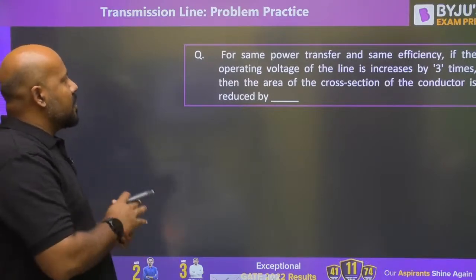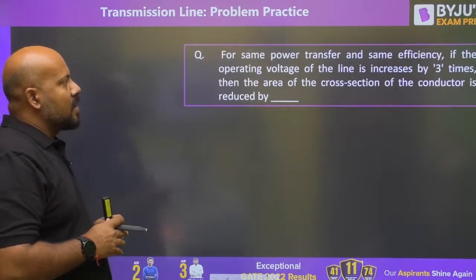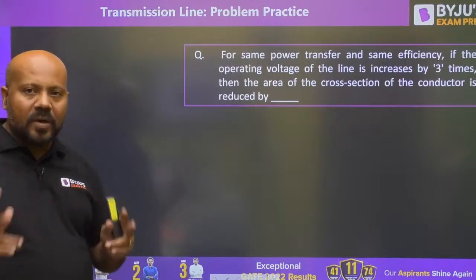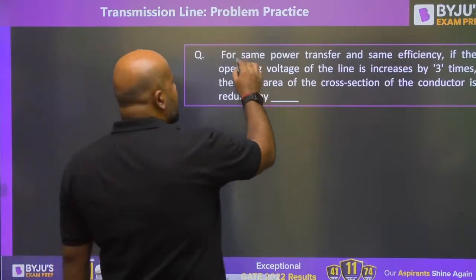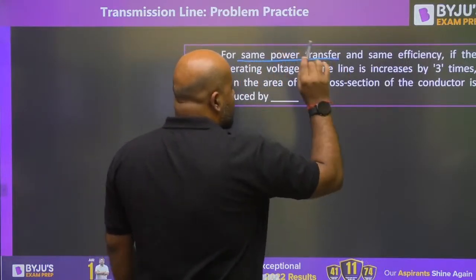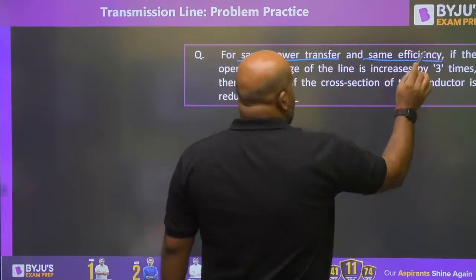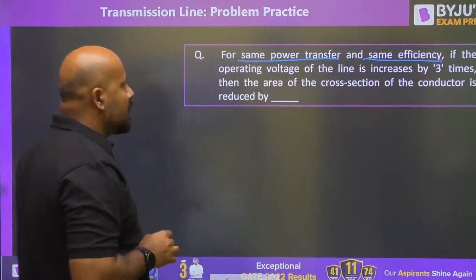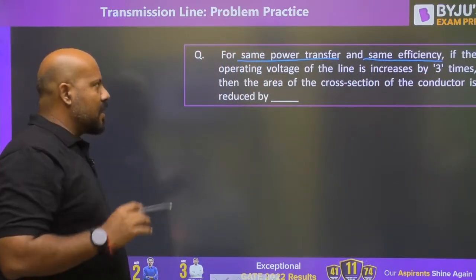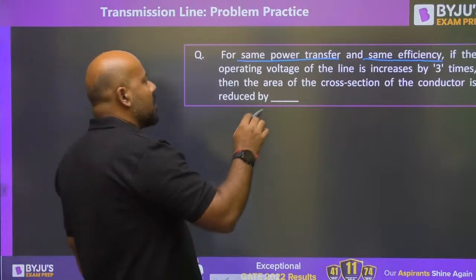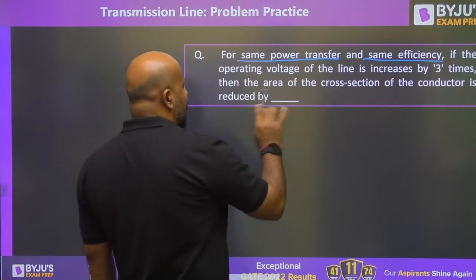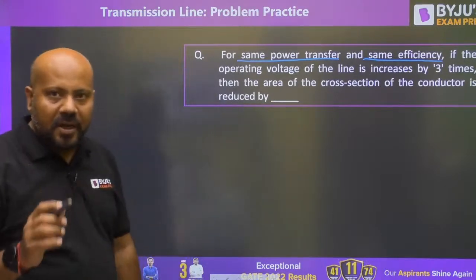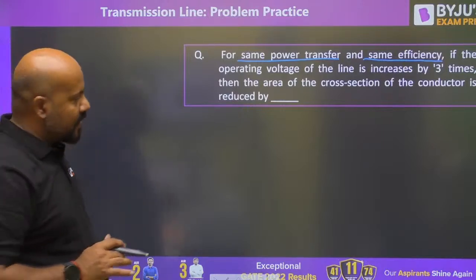The first question talks about the same power transfer and the same efficiency. So there are 2 conditions given. Number 1, same power transfer and same efficiency. He is saying if the operating voltage of the line is increased by 3 times, then the area of cross section of the conductor is reduced by how much. So let us try to figure out what the question is saying.